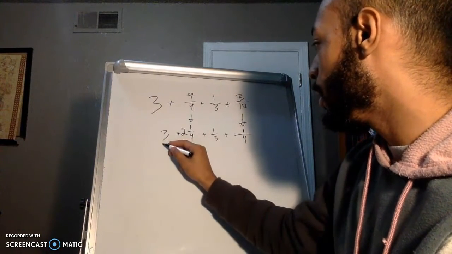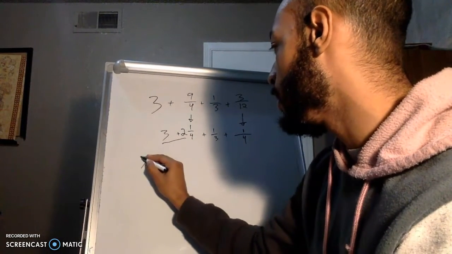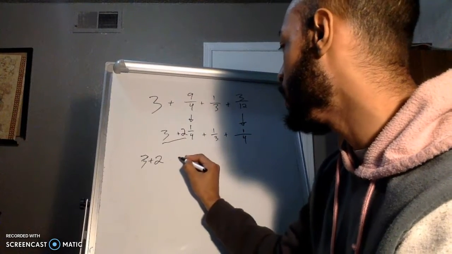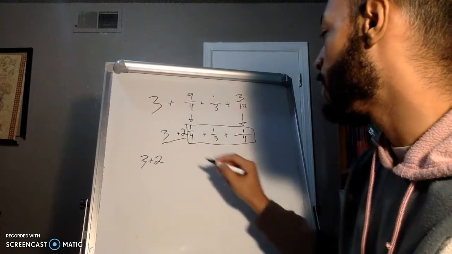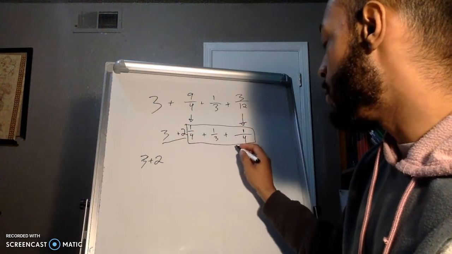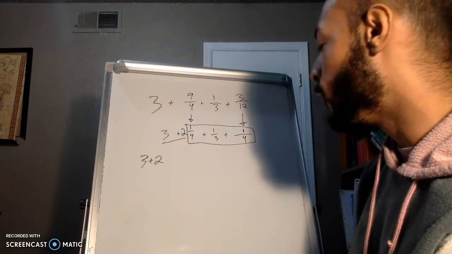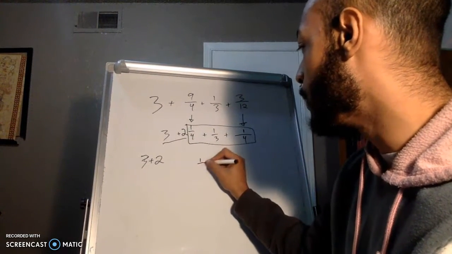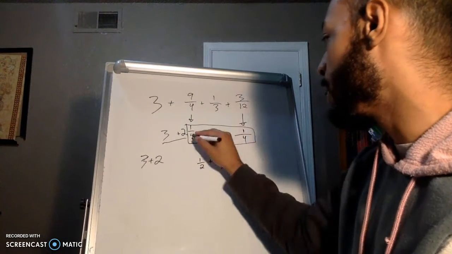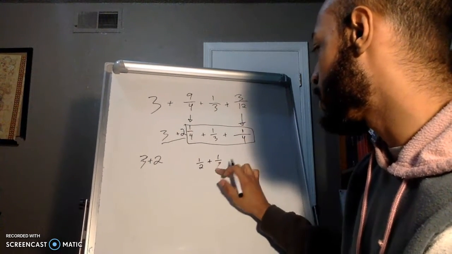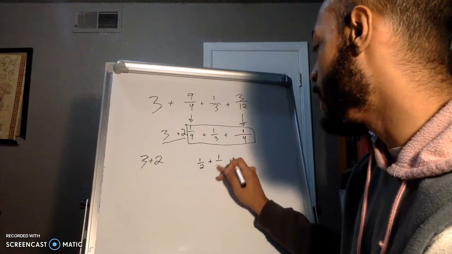Then I can move this off to the side, 3 plus 2, and it's going to give me just this portion to work with. Now that I have that, I know that 1/4 and 1/4 are going to be 1/2 plus the 1/3. So I'm going to combine these 1/4s just so that I can have a quicker and easier problem to work with.